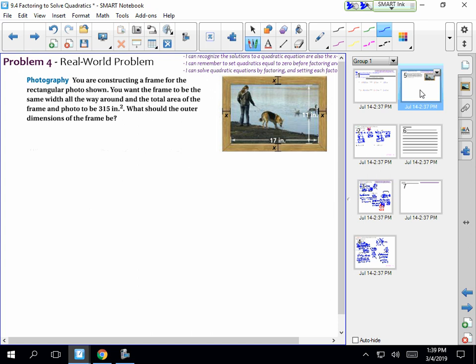So we're going to set up an equation. Here's the deal. The picture is 17 inches, but I've got x on each side of the 17, giving me 2x plus 17 as the length from here to here of the picture. That's 2x plus 17 because of the two x's there. I know you can't see them on yours. Yours didn't turn out very well.